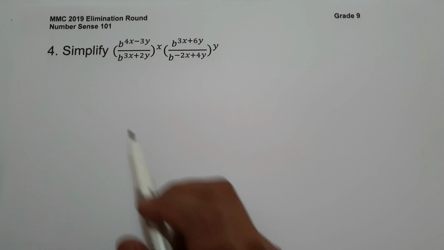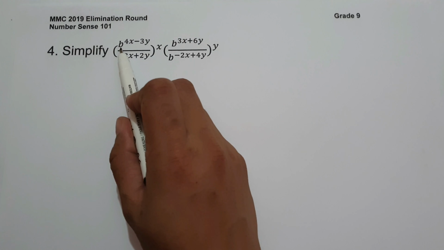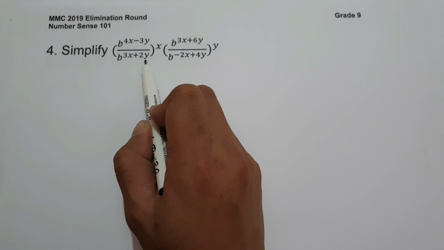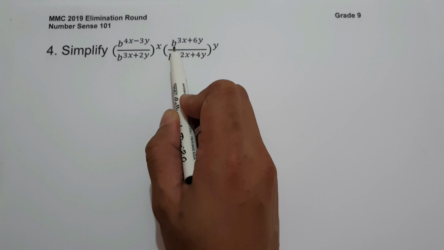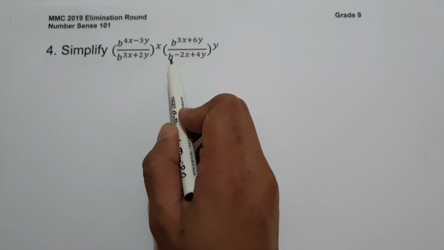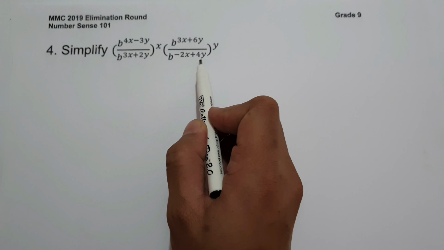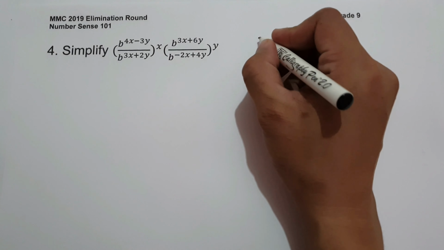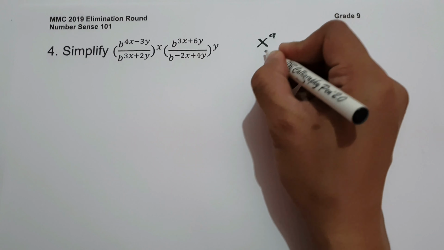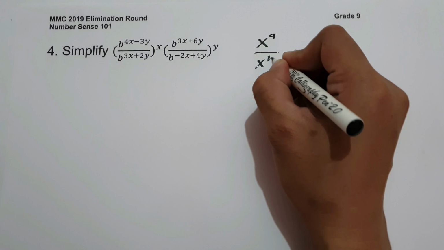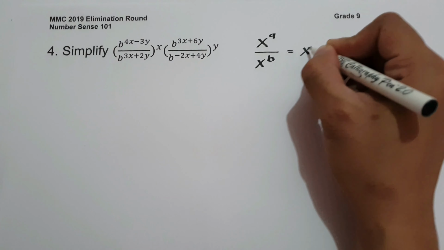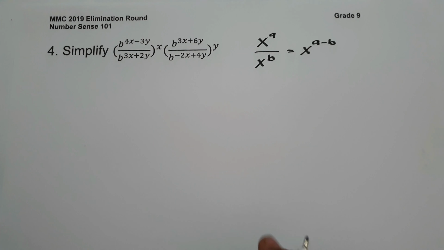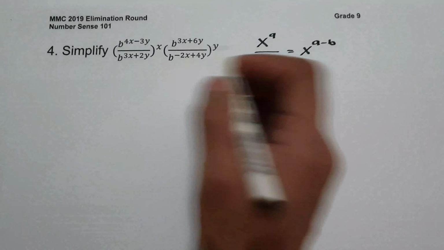On number 4, simplify quantity of b raised to 4x minus 3y over b raised to 3x plus 2y, raised to x, multiplied by the quantity of b raised to 3x plus 6y over b raised to negative 2x plus 4y, raised to y. So to simplify the given expression, let us use x raised to a over x raised to b. It will give us x raised to a minus b. So to simplify, let us subtract the exponent because we have the same base.